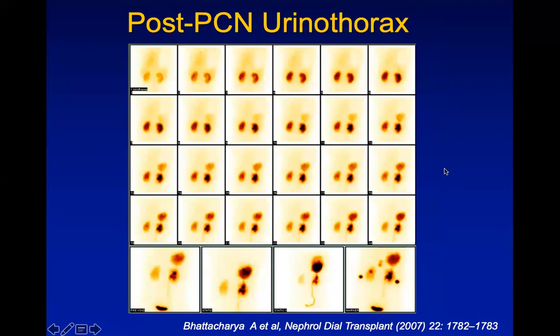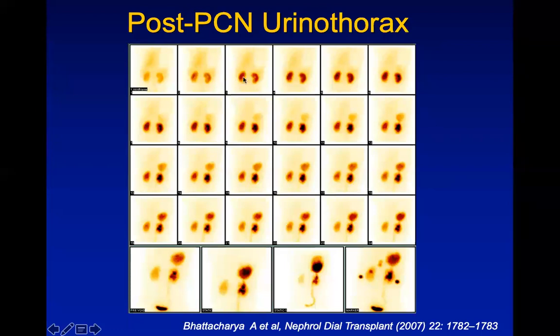Some other uses of renal scintigraphy. This is post-PCA, and a patient developed what was thought to be a pleural effusion. But they suspected that there was a puncture of the pleura. So we did a routine renal scintigraphy, only positioning the patient with the chest in view. This is a small child.